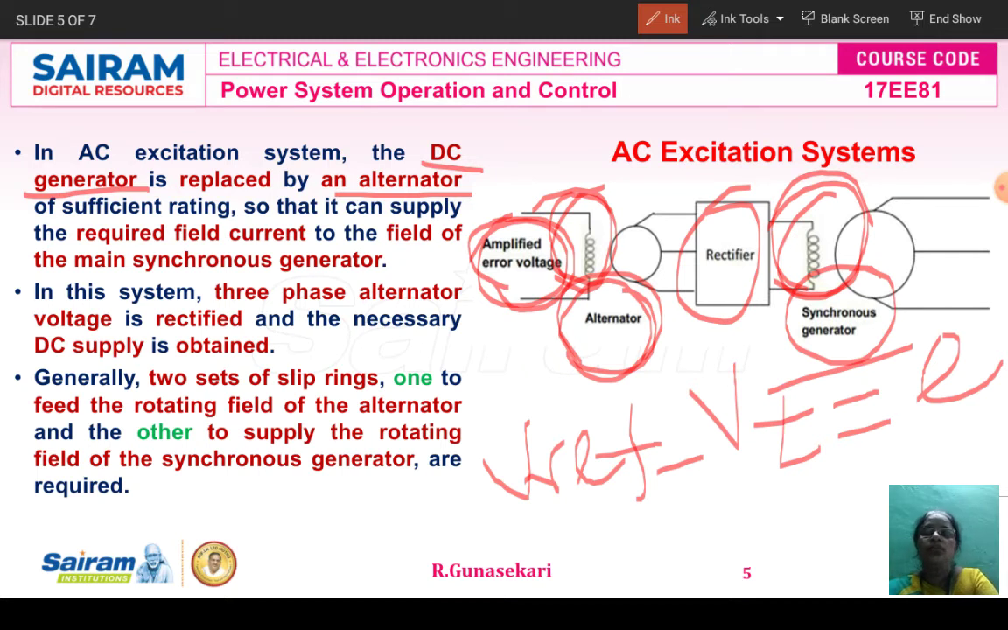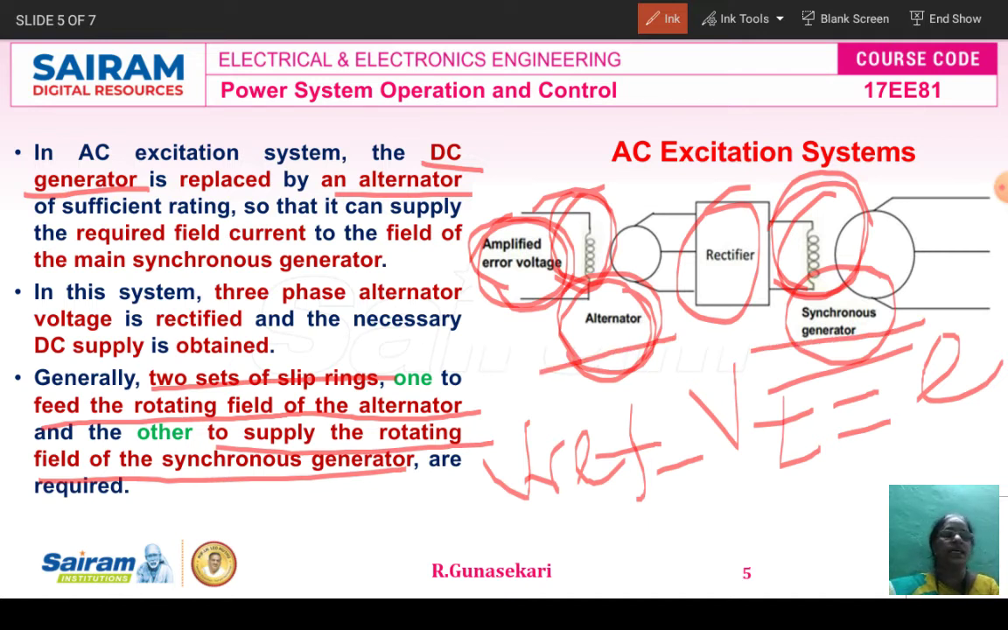So here two sets of slip rings are used. One slip ring is used for feeding the rotating field of the alternator. The other slip ring is used to supply the rotating field of the synchronous generator. Therefore, two slip rings: one for the alternator, another for the synchronous generator. So this is the function of an AC excitation system. You clearly understand from the diagram.